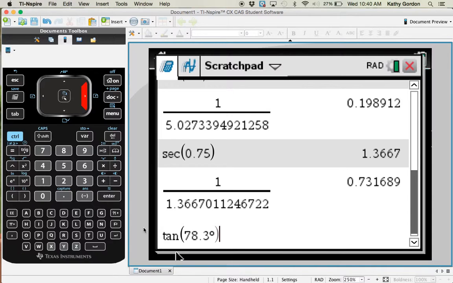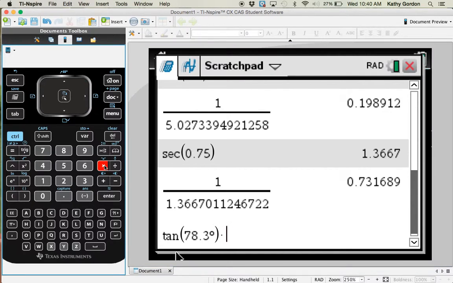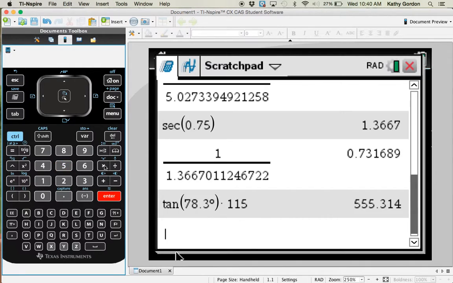What am I going to have to do to that to solve for y? It's equal to y over 115. So what do I have to do to solve for that y? Exactly. So I'm going to multiply both sides by the 115. And so there's my answer.